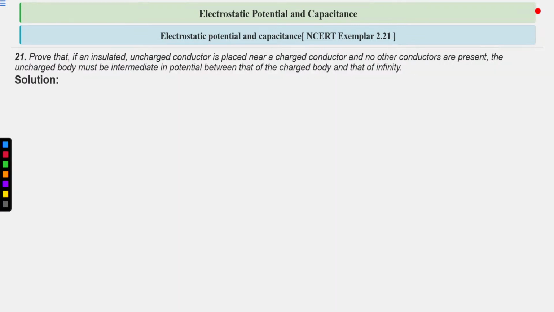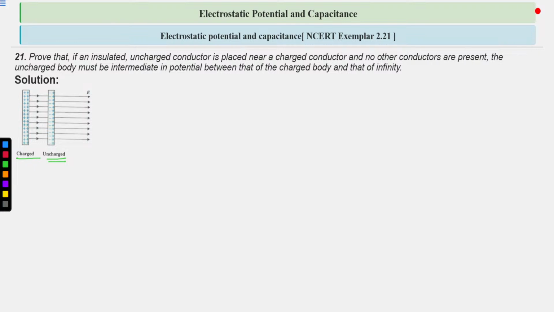So let's see the solution. This type of arrangement is there. One charged conductor is placed in space, and this is infinity. The electric field exists up to infinity. An uncharged conductor is placed anywhere between this conductor and infinity. No other charges are present.